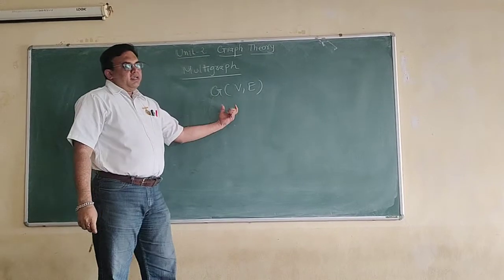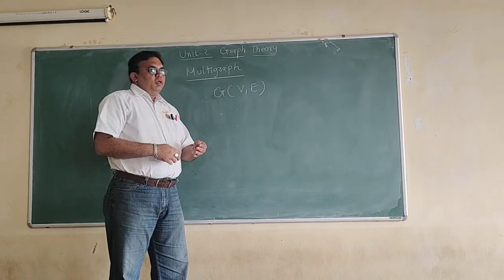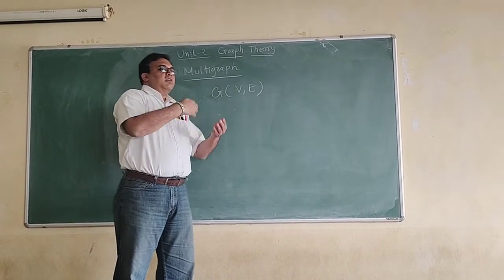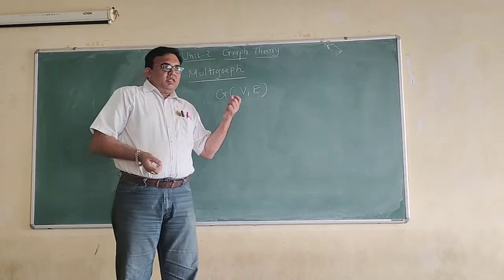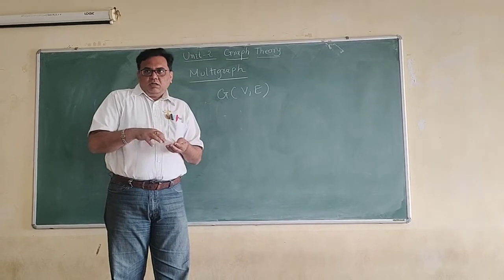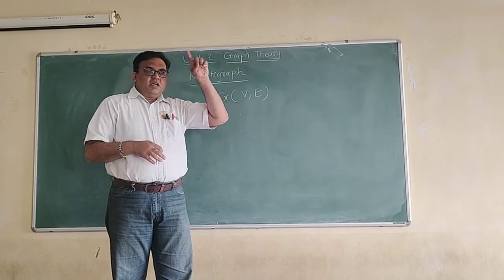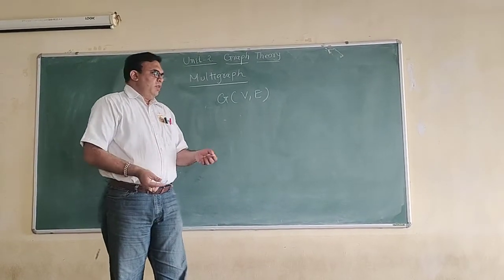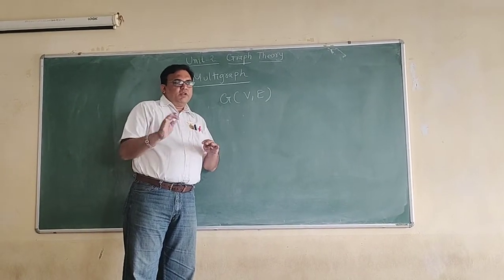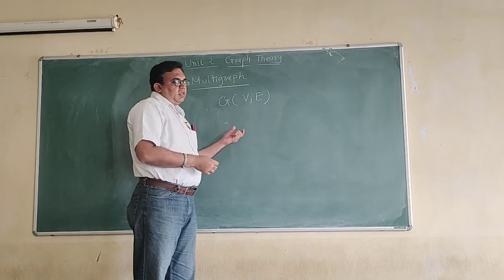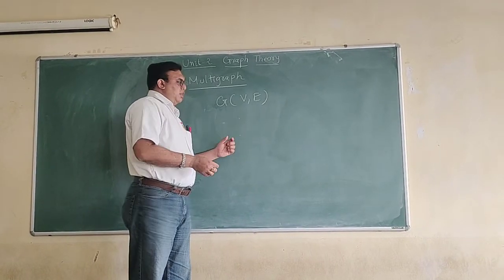But in this case, we have to put edges on a single vertex multiple times. I repeat, in this case, we are putting edges on a single vertex multiple times. Let us see an example so that it will be very clear for you, that how can we say that this is my multigraph?